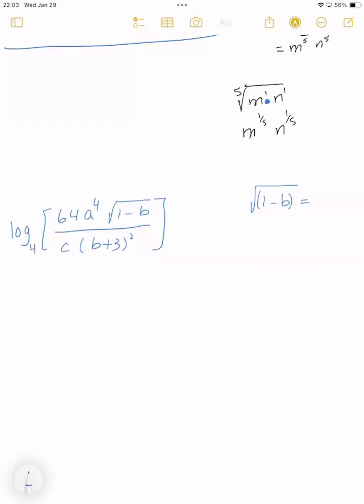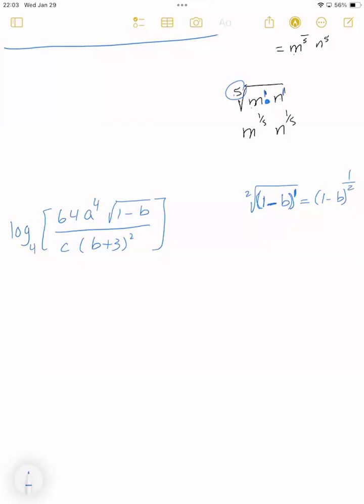So when you have a multiplication, it's okay to write this as m to the power 1 over 5, n to the power 1 over 5. But here you have a subtraction, or if you have an addition, you can't do that. So you have to look at this as one whole thing. It has a 1/2 exponent. You can write it as 1 minus b to the power 1 over 2.